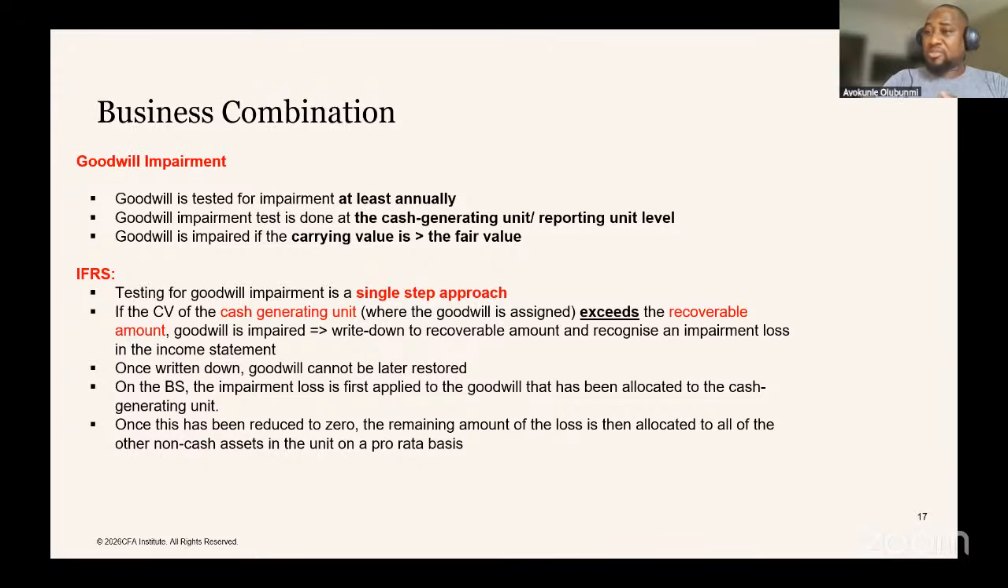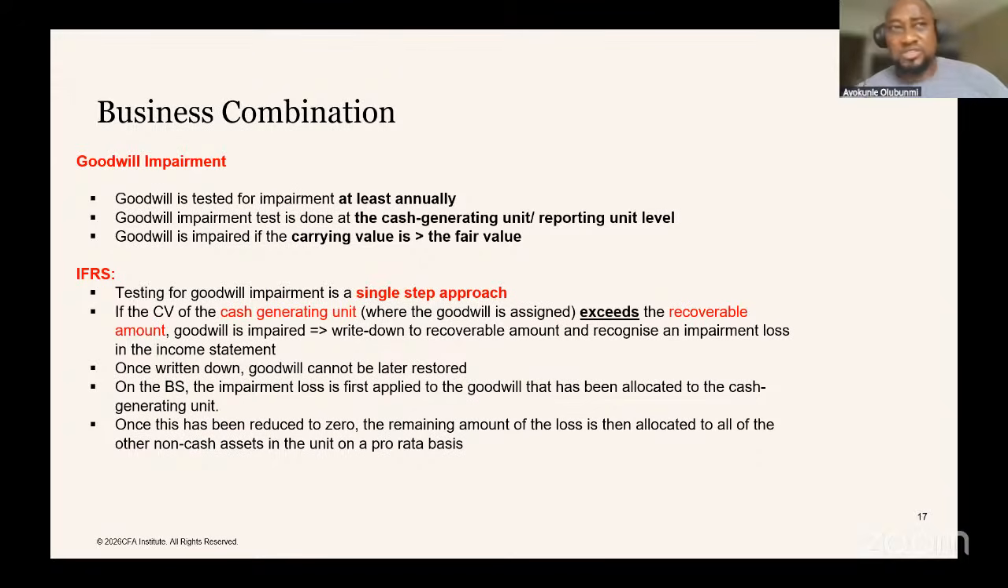Remember that the recoverable amount is the higher of the fair value less cost to sell and the value in use. So whenever the carrying value is higher than the recoverable amount, that difference is actually what? The impairment loss. So we need to write it down to recoverable amount, and that difference is the impairment loss that will enter the income statement. And of course, we expense it in the income statement.